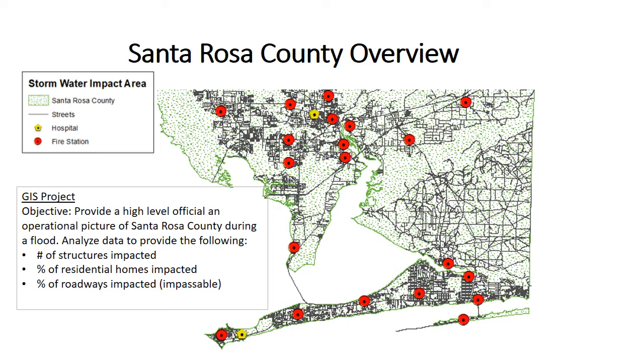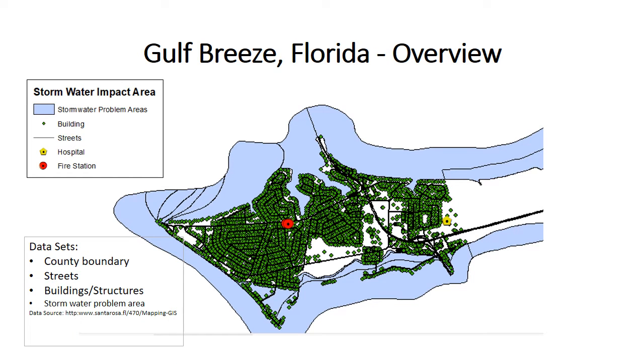Now I'm going to zoom in on one part of this county, and it's the very tip of this area here, and that would be Gulf Breeze, Florida. It's actually a peninsula, and the data sets that I included here in green would all be all the structures in Gulf Breeze. You can tell it's a very densely packed area.